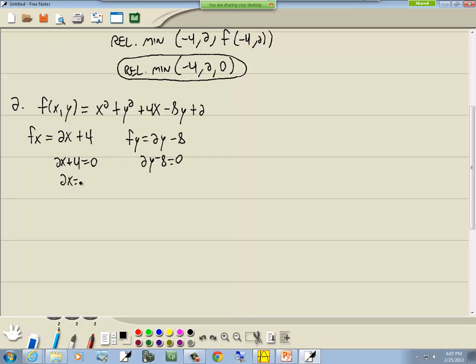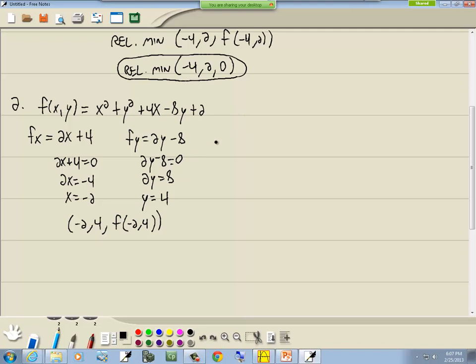And we get 2x is equal to negative 4. Divide both sides by 2, and we get x equals negative 2. Here, take negative 8 over, becomes a positive 8. Divide both sides by 2, and we get y is equal to 4. So we're going to be dealing with negative 2, 4, and our z part, which we get by plugging in negative 2 for the x and 4 for the y.